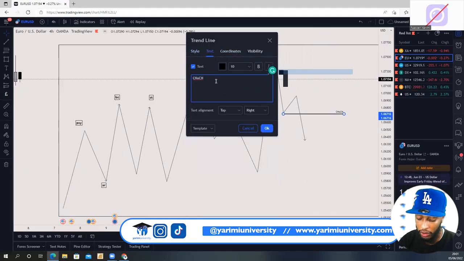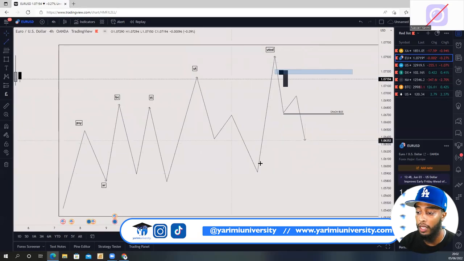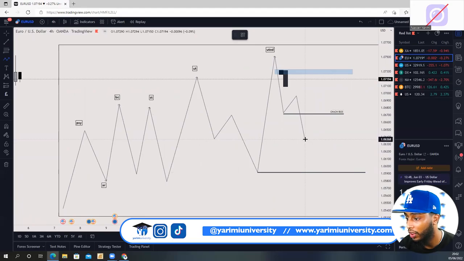So we call this a break of temporary structure. That's why we call it change of character, because it's acting up. But the official break of structure would be below here, below this level. So now we are waiting for price, because it just changed character, to pull back to this level and then drop from here.